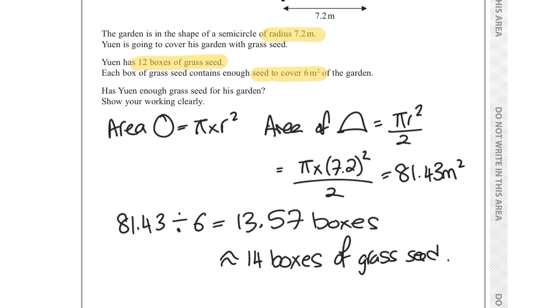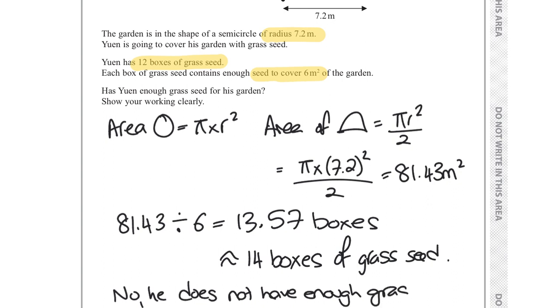The question is that it says, has he got enough? And he's got 12 boxes. So your answer is no, he does not have enough grass seed because he obviously needs 14 and he only has 12.